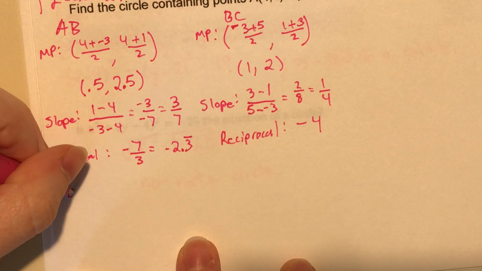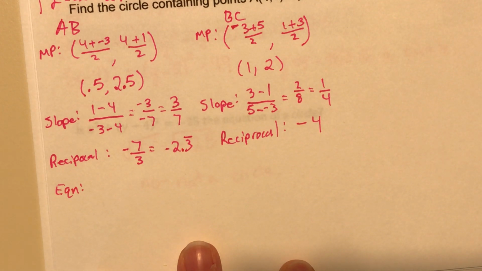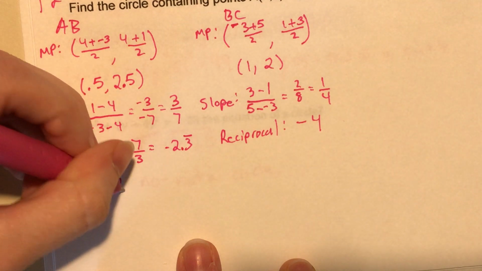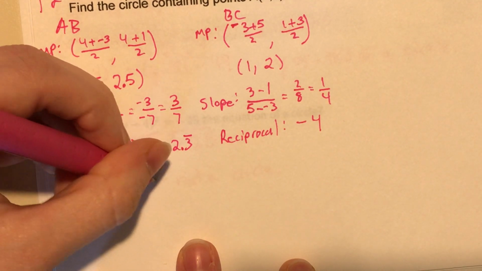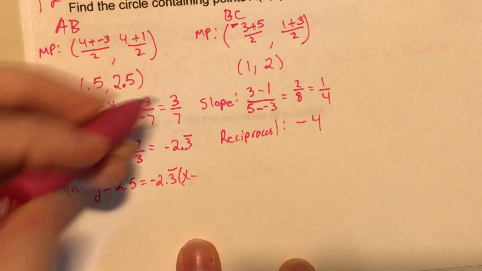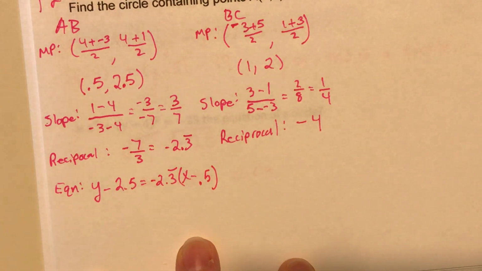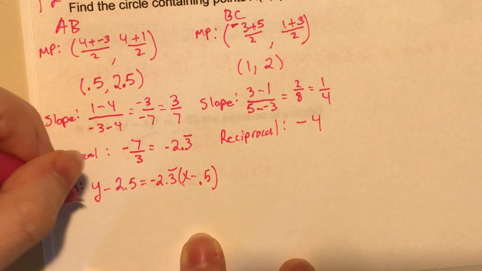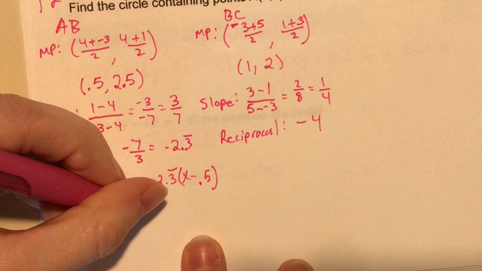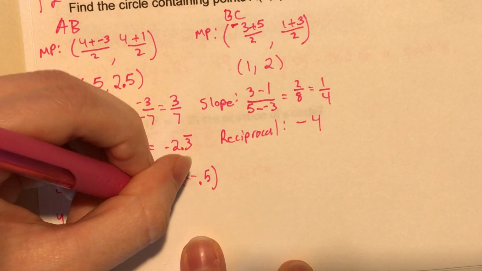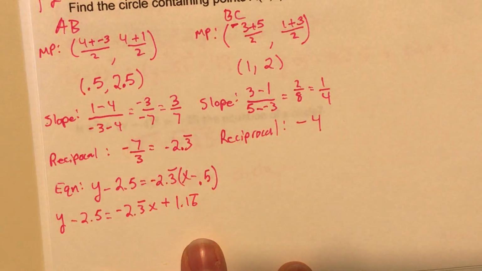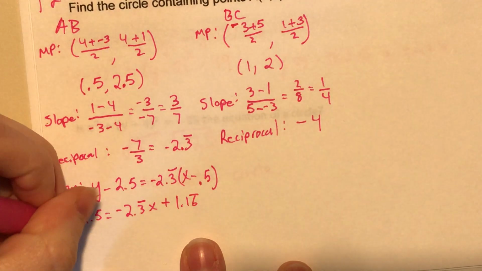So the equations here, some shorthand, EQN. So the equation of this one is going to be y minus y1, 2.5, equals m, -2.3 repeating, parentheses x minus x1, 0.5. And then I'm going to do my distributing here. And I've got y minus 2.5 equals -2.3 repeating x plus negative times negative 1.16 repeating. And then I've got to add 2.5 to both sides.